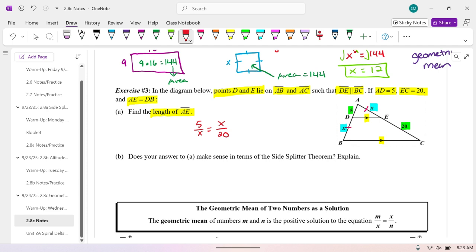So I can solve this by cross multiplying. So what's x times x? x squared. What's 5 times 20? 100. How do I solve that? Square root it. So x will be equal to what? 10. So AE is equal to 10. And if we look, those two sides are proportional. To get from 5 to 10, you multiply by 2. To get from 10 to 20, you multiply by 2. So it satisfies the side splitter theorem.